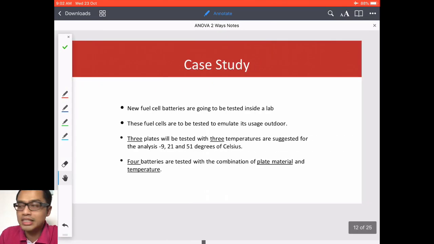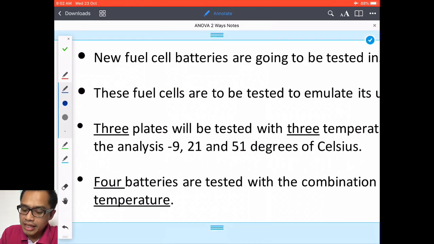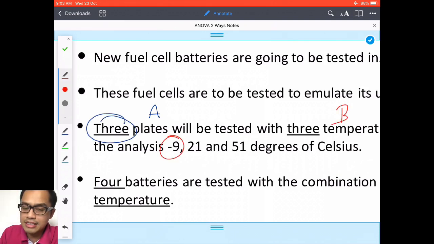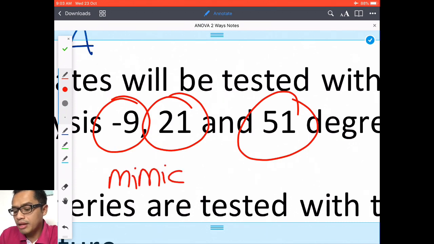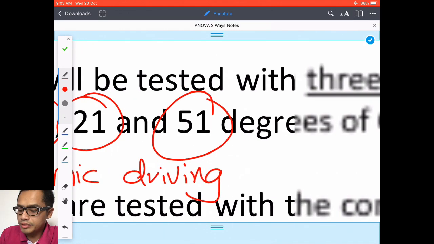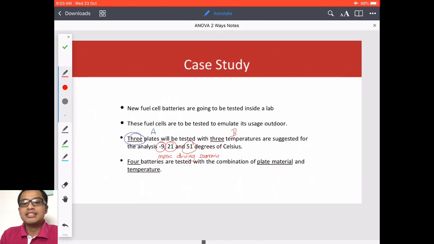Okay, let's see about the levels. So you can see here, the material type A, you have 3 types. For temperature B, you have negative 9 degrees Celsius, 21 degrees Celsius, and 51 degrees Celsius. This is to mimic. I wrote here mimic. Mimic is to copy. Mimic the driving scenario. Maybe you want to drive this in the cold climate, temperate climate, or the moderate temperature countries, or the hot desert. So you have 3 types of batteries, 3 types of temperature, and you're going to test them.